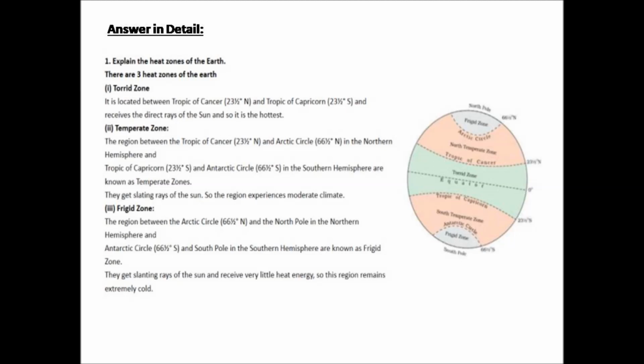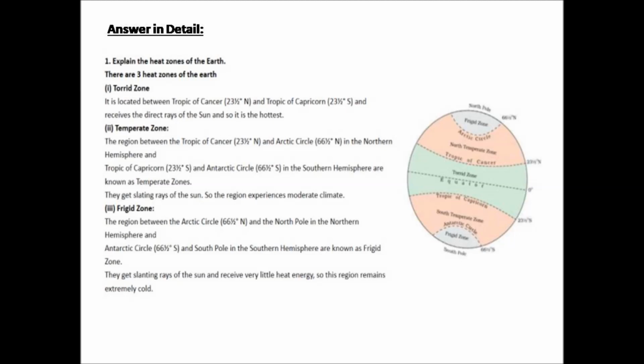Answer in detail. First question, explain the heat zones of the earth. So if this question is asked, you have to explain this answer with the help of the diagram as shown in the figure. There are three heat zones of the earth. They are torrid zone, temperate zone and frigid zone.